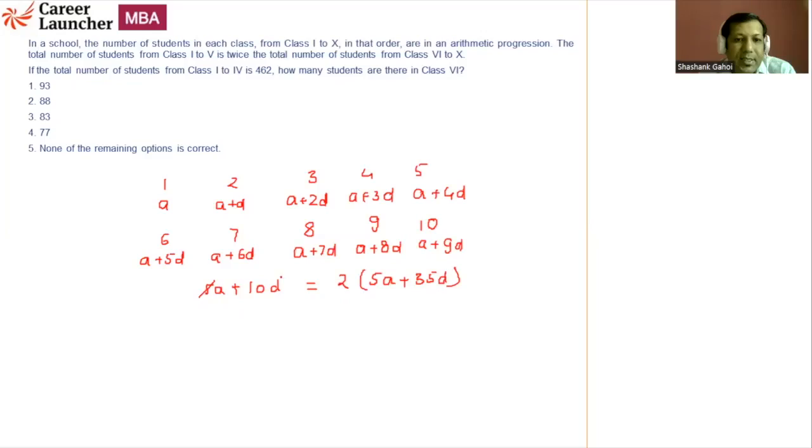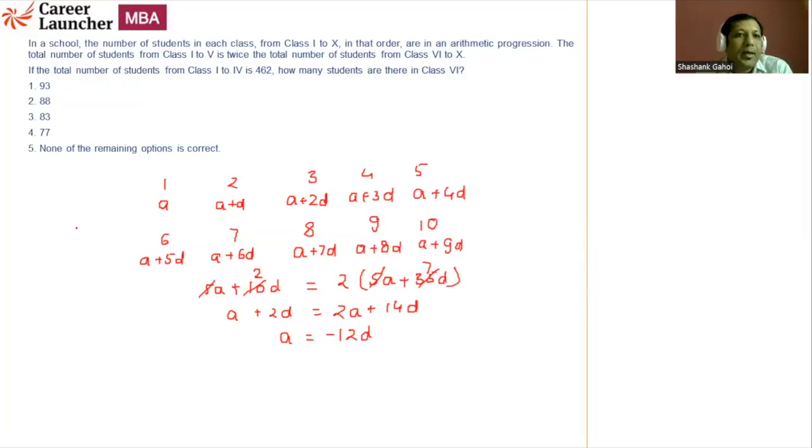Now I can just cancel out by 5. So this comes out to be 2, this comes out to be 7. So I can say A plus 2D, and that's equal to 2A plus 14D. Okay. So from here, what I can infer is that A is equal to minus 12D. So this is what we have so far.